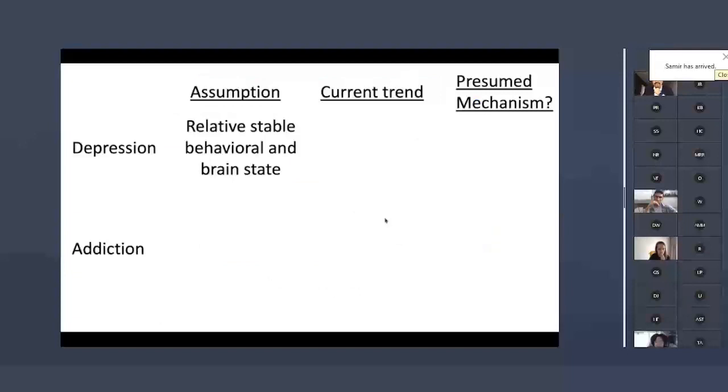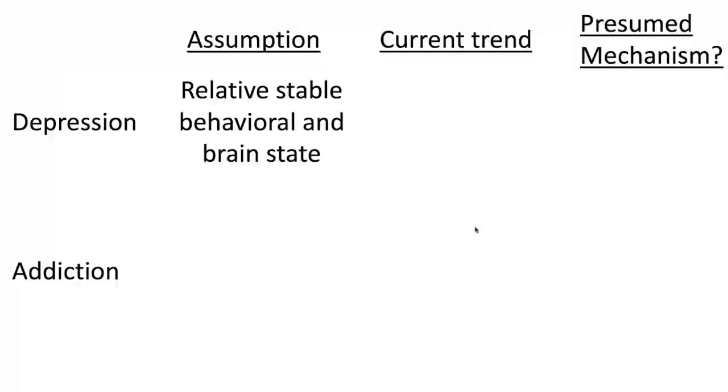What TMS is most used for right now is depression, right? And for depression, generally the assumption is that it is a fairly stable behavioral and brain state. Whether you do the MADRS or the Hamilton or the PHQ-9 at 8 in the morning or 5 in the afternoon, the score is assumed to be fairly stable.